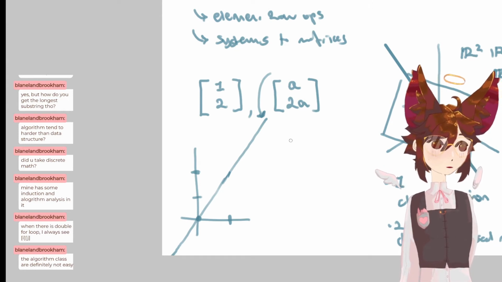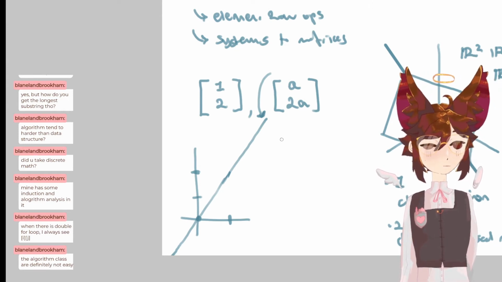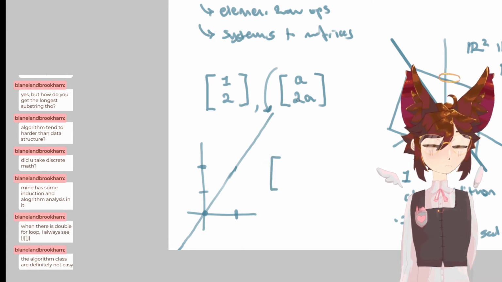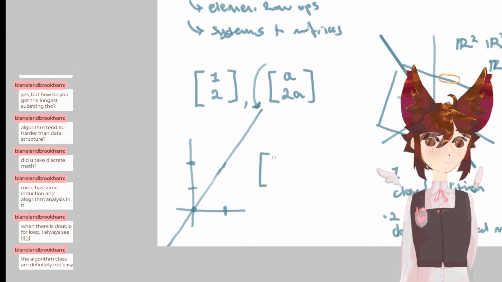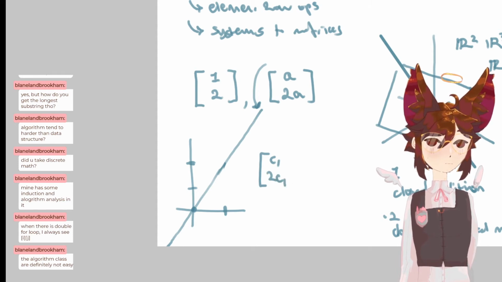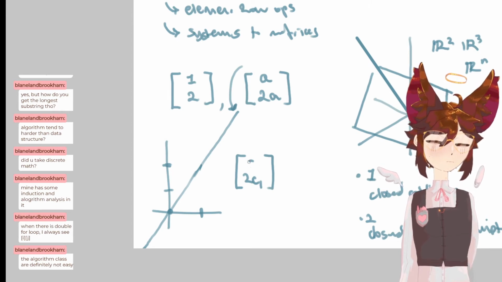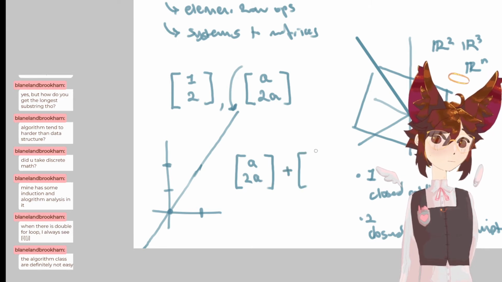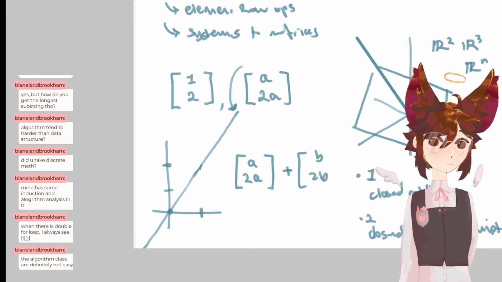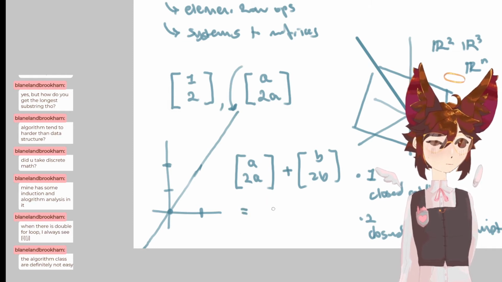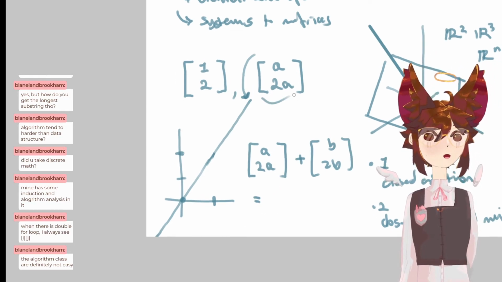So we're gonna check if it's closed under addition. That means that if we take some vector that exists in the space, let's call it C1, 2C1, right? Because we have to follow that. Let's do A, 2A, and we want to add another vector B, 2B. These are two completely different vectors. We get something out of this, right? And we want to see if that is in the same form as this.